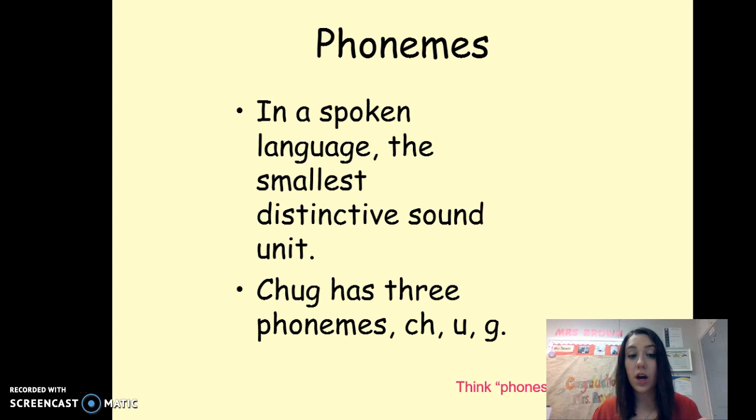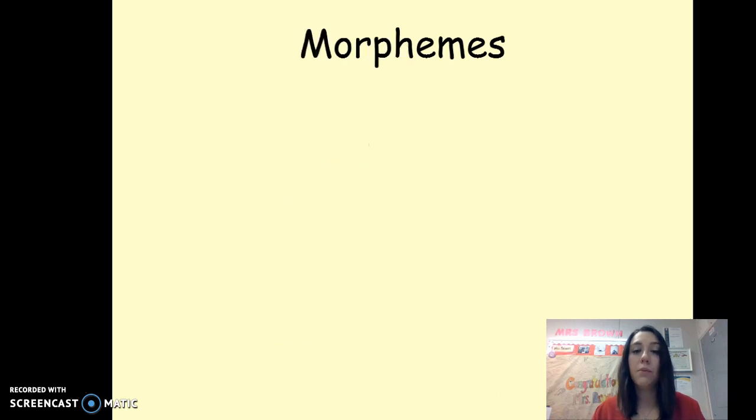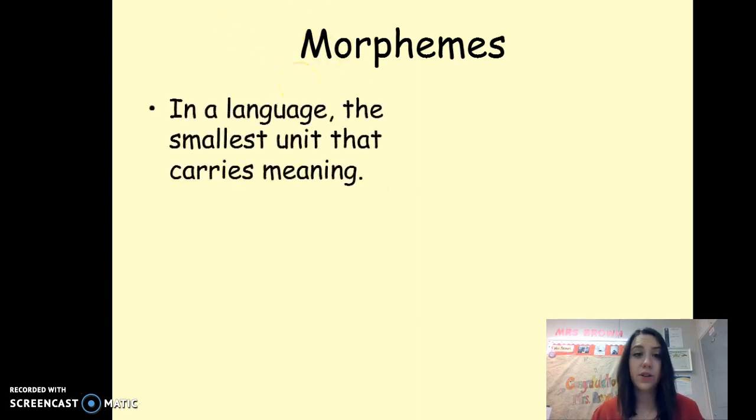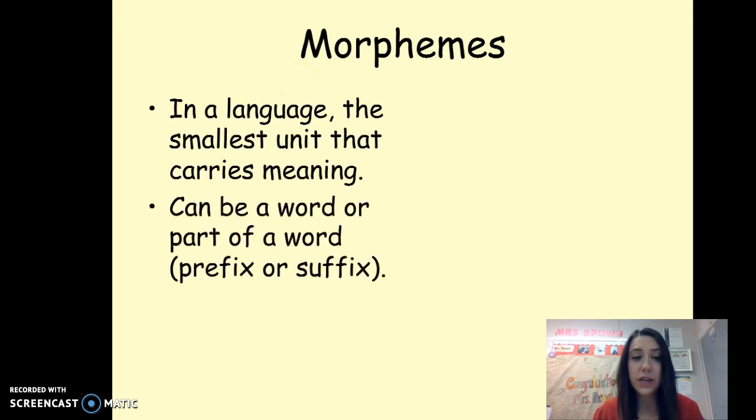So chug has 3 phonemes: C-H, U, and the G. Chug. So you can figure out the smallest distinctive units of sound, and that's how many phonemes a word has. Morphemes, like I said, morphemes think meaning. Morpheme starts with an M, meaning starts with an M. So the smallest unit that carries meaning.